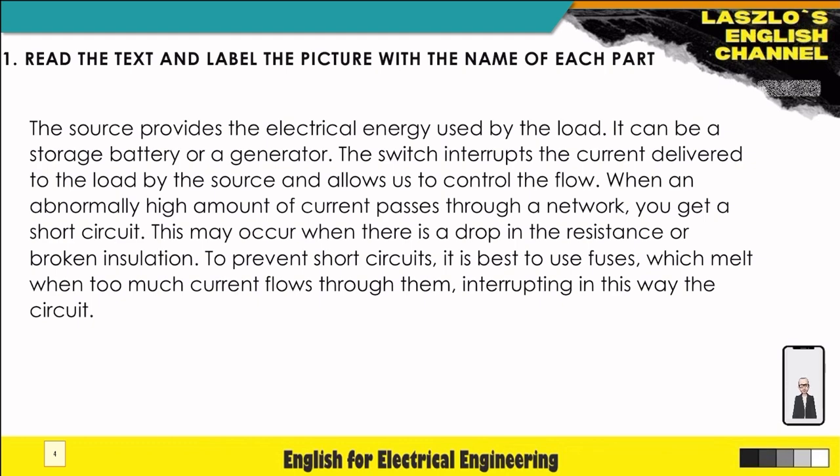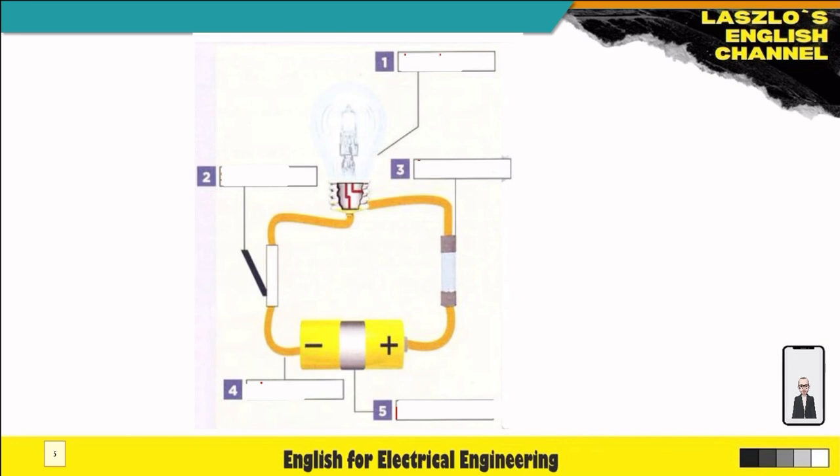Let's have a quick look now at this picture here. Once again, if you have the worksheet with you, then you can go back and forth between the text. This is more like a way for you to be able to check the answers. So here we've got load for number 1. The switch here is number 2. Number 3 was mentioned in the text, and that is the fuse. Number 4 is cable or wire, and number 5 will be the power source. It is a battery in this case. So load, switch, fuse, wire, and power source.